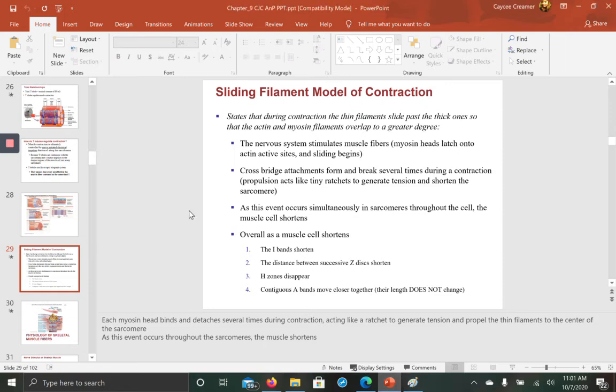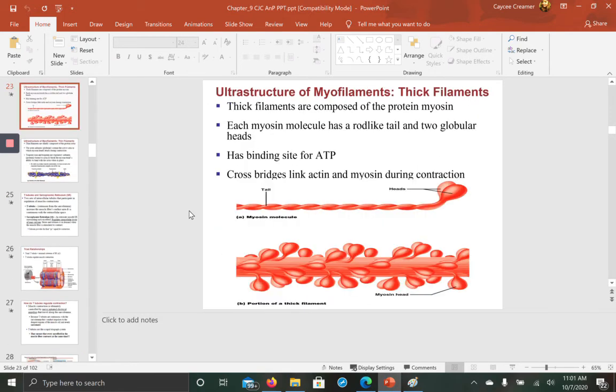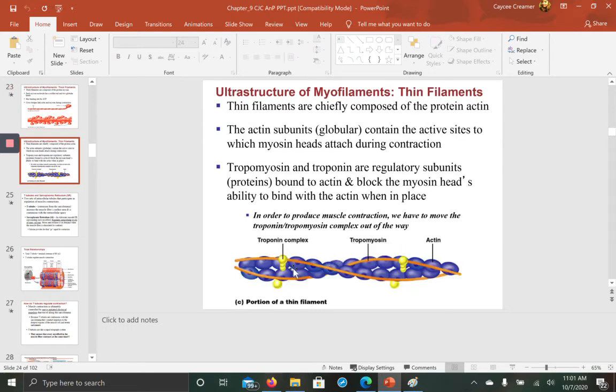Let me actually pull up the PowerPoint so we can go back and look at these structures. So here's myosin, the thick filament. It has globular heads. We like to put these subunits together to get a really thick filament. And the globular heads would bind to ATP to power this reaction, and then they'd want to bind to actin. They want to bind to this dark circle right here. This is the active site on actin, and that's where myosin wants to bind. But right now, troponin and tropomyosin are in the way, so this rope-like structure and this globular structure are in the way.